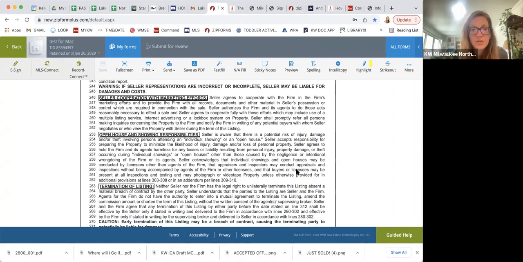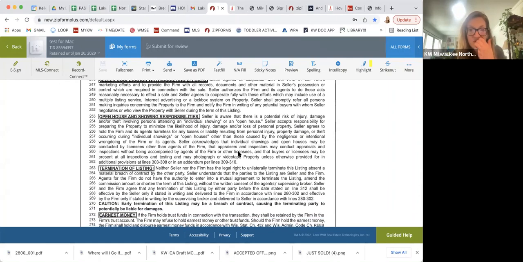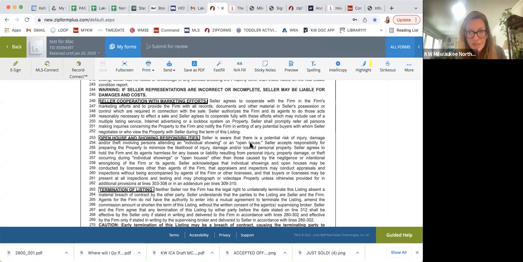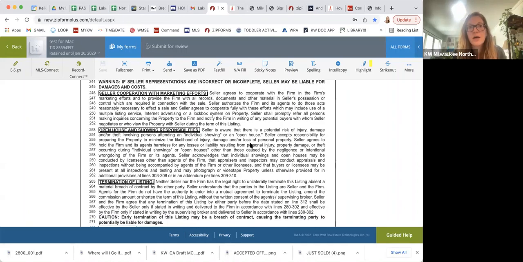Seller shall promptly refer all persons making inquiries. This is important. Seller shall promptly refer all persons making inquiries concerning the property to the firm and notify the firm in writing of any potential buyers with whom the seller negotiates or who view the property with seller during the term of this listing. So just a reminder to the seller, even if this is an exclusive right to sell listing contract, if you as the seller entertain a buyer's questions or begin negotiations with a potential buyer, you need to refer them to us. We would still be owed a commission.